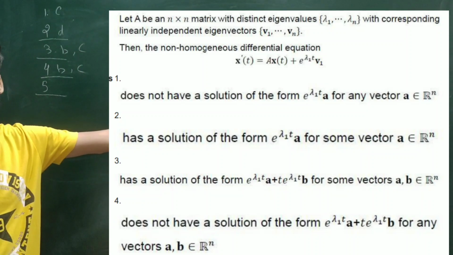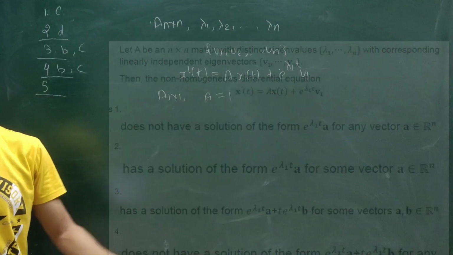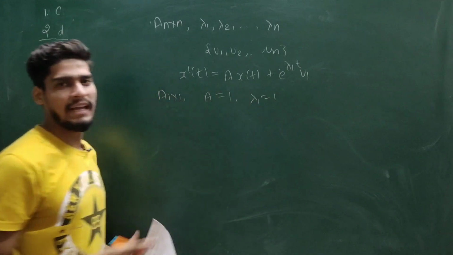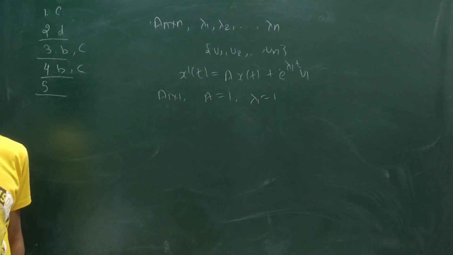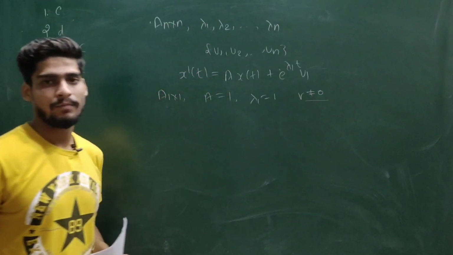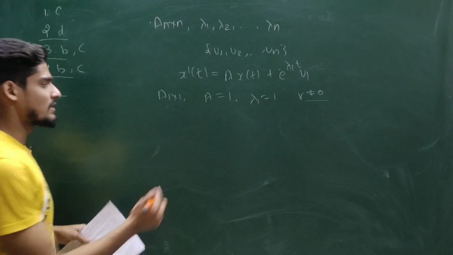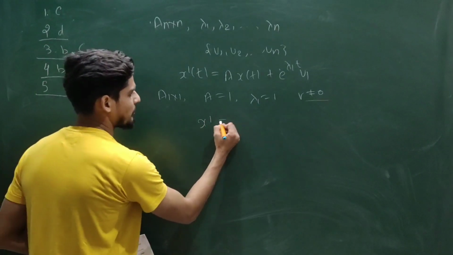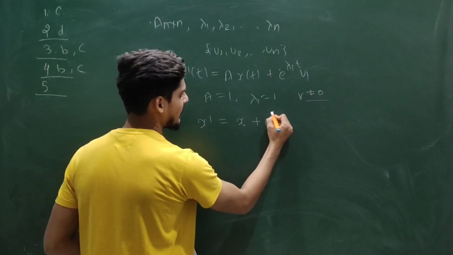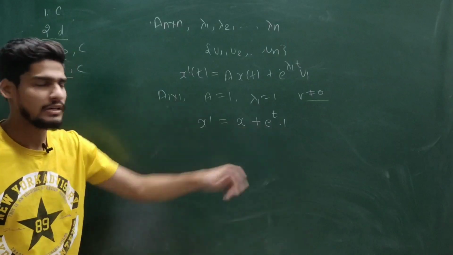Then can you give me the eigenvalue? 1 is an eigenvalue because this is a scalar matrix whose diagonal entry is 1. So this eigenvalue lambda 1 will be 1. Can you give me the eigenvector? Every non-zero vector is an eigenvector. So if you choose v to be any non-zero vector, that means this is a member of R, because I am working with a 1 by 1 system. So my equation will be x dash is equal to x plus e power t into 1. I am choosing simply the simplest v.